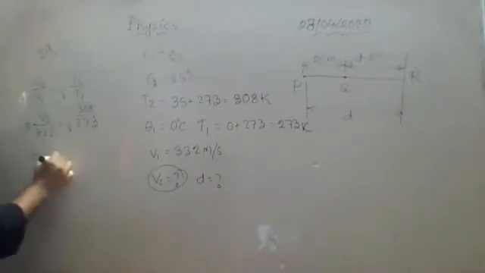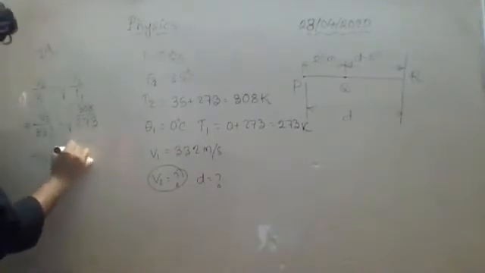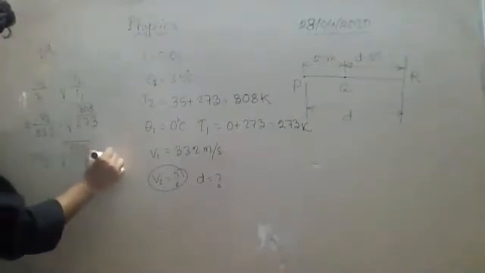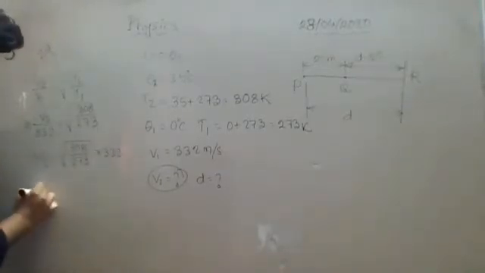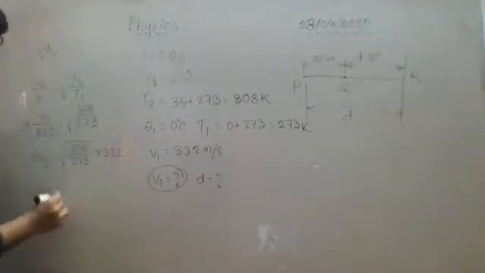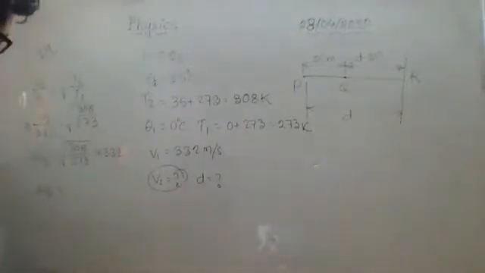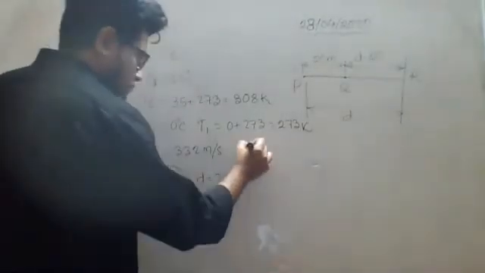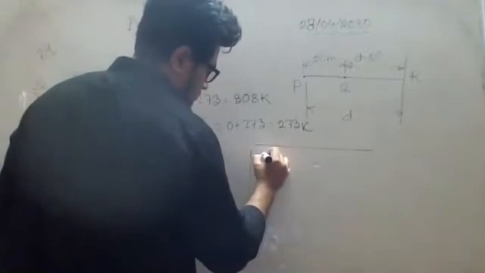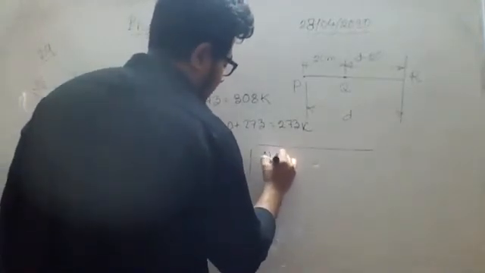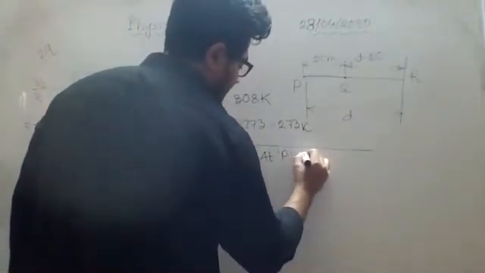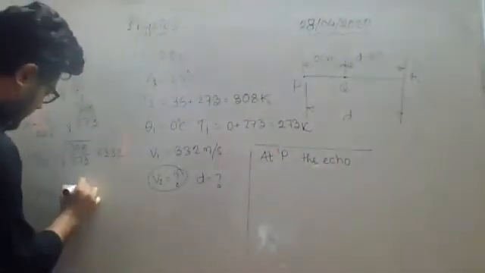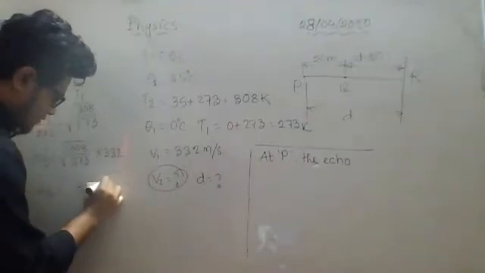Somebody calculate the value of V2 and let me know. 308 divided by 273 into 332. Right. So what will be the value of V2? Find out. 348.83.